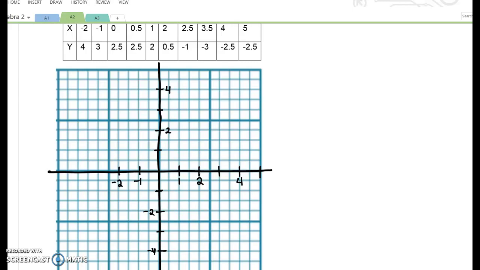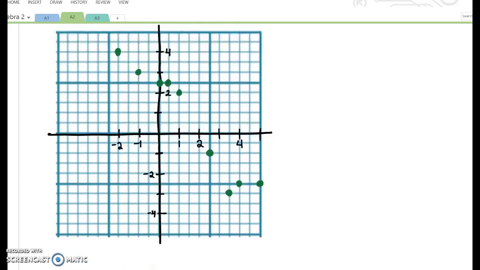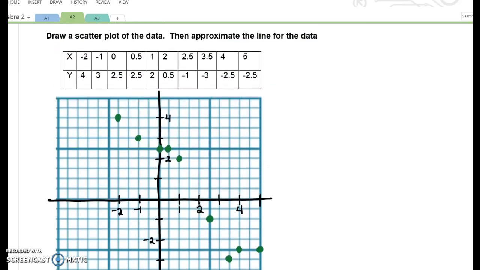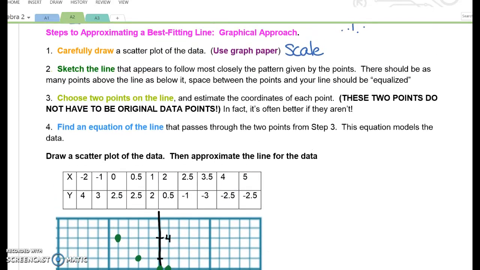Go for it. If you're watching the video, pause the video, plot the points, then play the video again. Okay, so here's our scatter plot, and just glancing at this, does this data show positive, negative, or no correlation? Negative correlation. That's a good thing to kind of note. Now if we go back up to our directions, carefully draw the scatter plot, done.